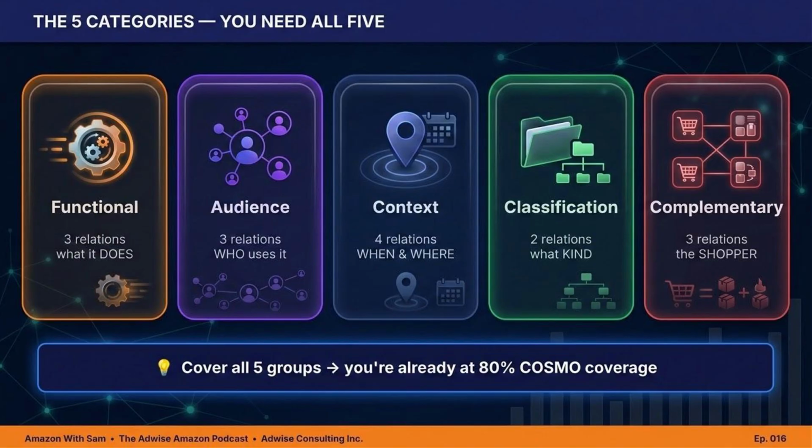Functional. 3 relations about what your product does. Audience. 3 relations about who uses it. Context, 4 relations. The biggest group about when and where. Classification, 2 relations about what category your product is. And complementary, 3 relations including the magical x-prefix shopper relations. If you can answer yes to all 5 groups in your listing, you're already at 80% Cosmo coverage. That alone puts you in the top 10% of your category.